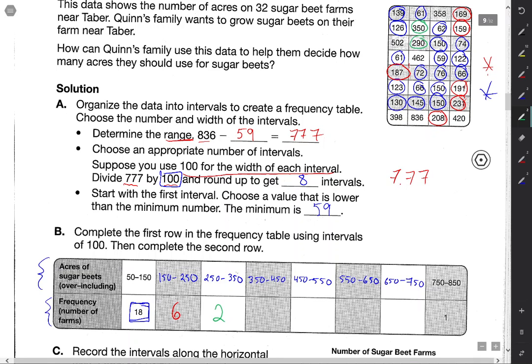Next, let's look at 350 to 450. So I see this one here, and this one here. So that frequency would be 3. 450 to 550.